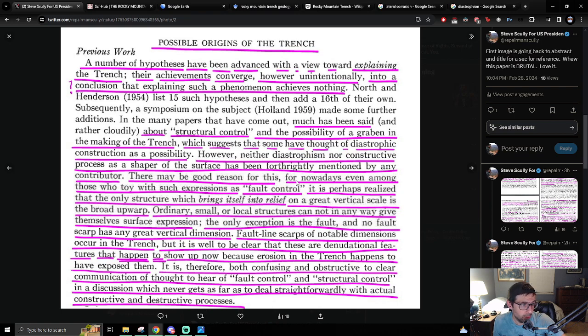There may be a good reason for this, for nowadays, even among those who toy with such expressions as fault control, it is perhaps realized that the only structure which brings itself into relief on a great vertical scale is the broad upwarp. Ordinary small or local structures cannot in any way give themselves surface expression. The only exception is the fault, and no fault scarp has any great vertical dimension. Fault-line scarps of notable dimensions occur in the trench, but it is well to be clear that these are denudational.